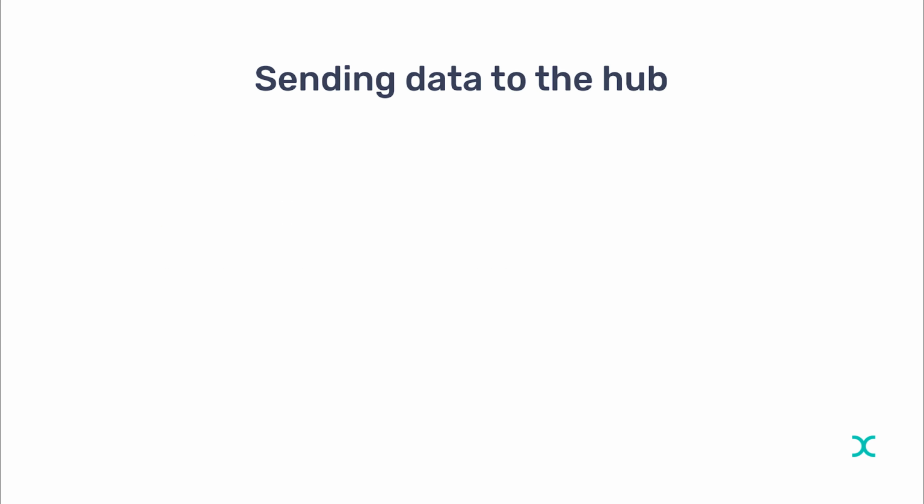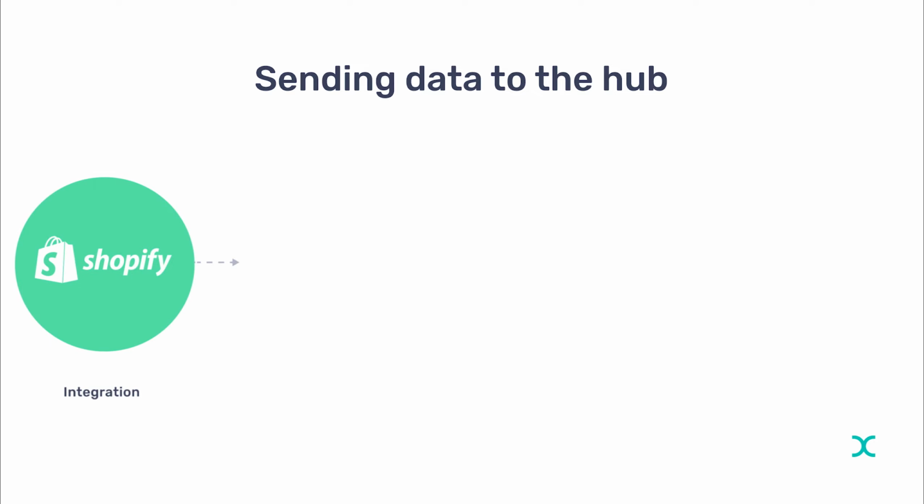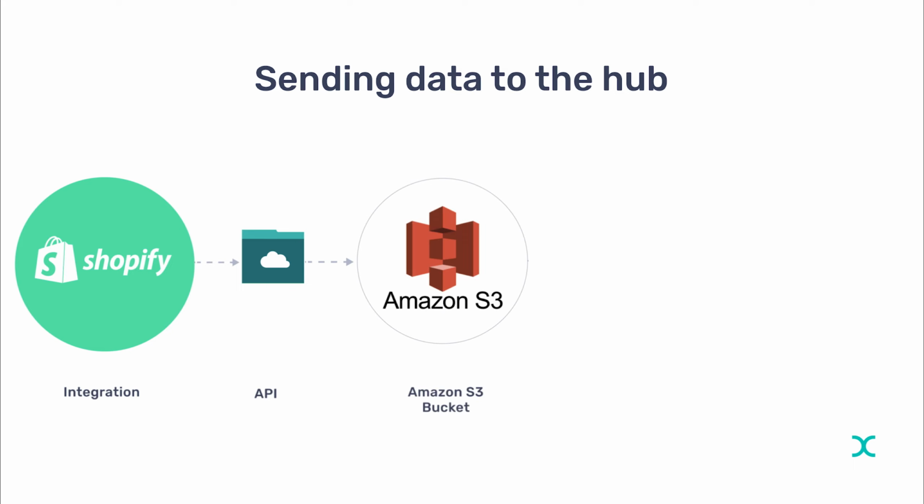Sending data to the hub. Data can be sent to Lexer in a bunch of different ways. The most common example would be data sent from an API through our integrations. So how does it work? We'll use our Shopify integration as an example. Shopify connects with Lexer via an API. The raw data from Shopify is stored in an Amazon S3 bucket. The data from this S3 bucket is then transformed into Lexer's data schema.